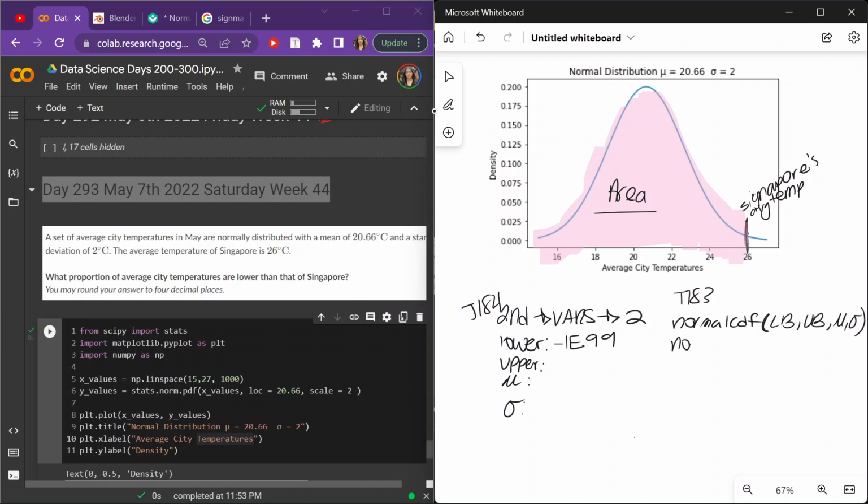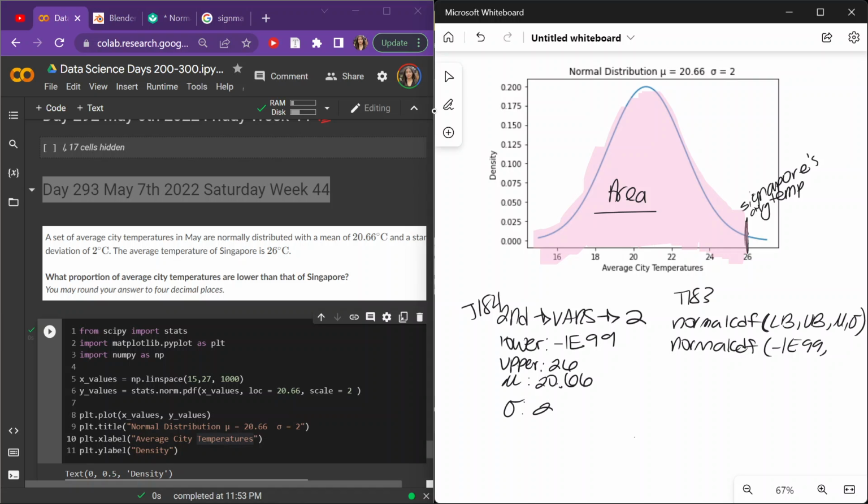So in this case, for your TI-83, correct me if I'm wrong, but I believe this is what a TI-83 asks you for. So negative 1e99. What is your upper bound? Well, in this case, it's where you're ending, that you're going to end at 26. Your mean is given to you, so it's 20.66, right, over here. And your sigma is 2.